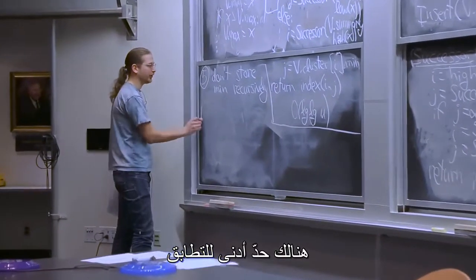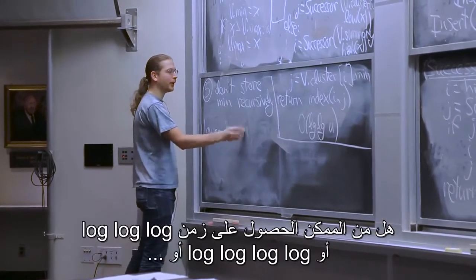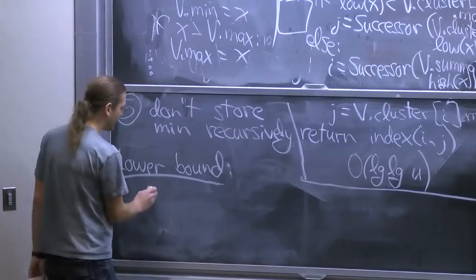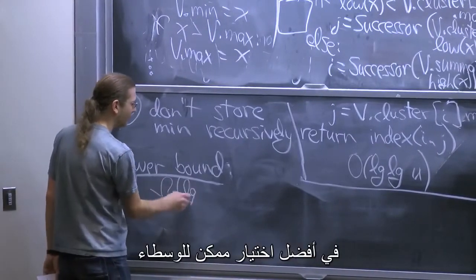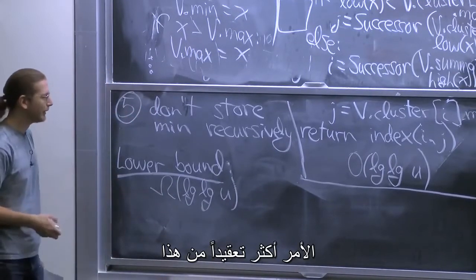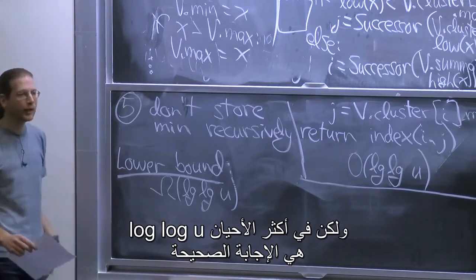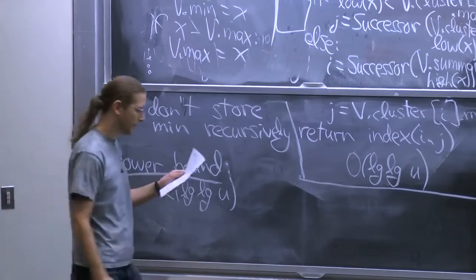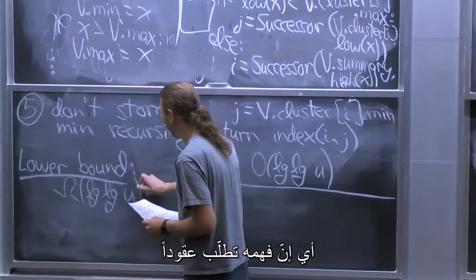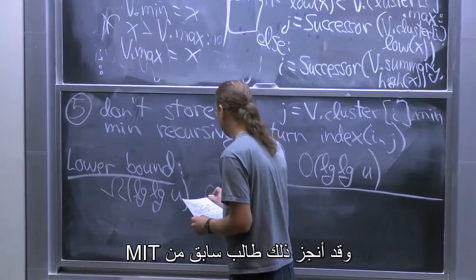One is there's a matching lower bound. Maybe you wonder, can I get log log time, or whatever? No. In most reasonable choices of parameters, it's a little bit more complicated than this, but for most of the time that you care about, log u is the right answer. This was proved in 2007, so it took us decades to really understand. It's by a former MIT student.